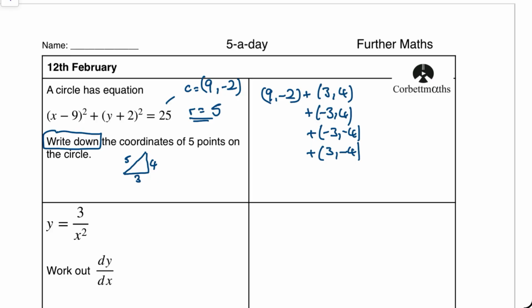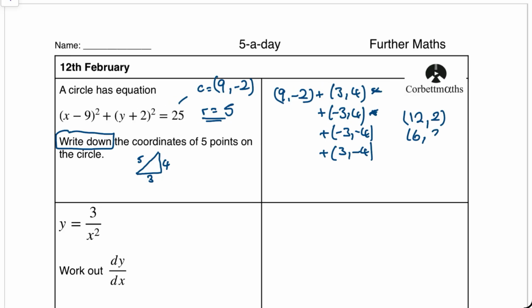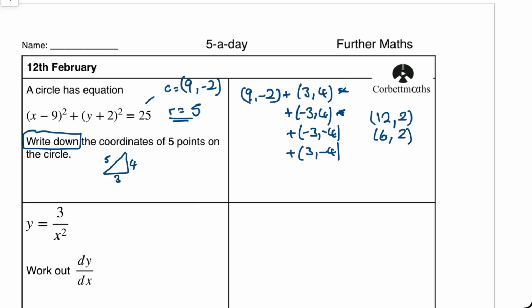Looking at this one here, 9 plus 3 is 12, and minus 2 plus 4 is 2. That's my first one. Then 9 minus 3 is 6, and minus 2 plus 4 is 2 again. So basically it's a combination of these numbers. 9 minus 3 is 6 again, and minus 2 minus 4 is minus 6. And 9 plus 3 is 12, and minus 2 minus 4 is minus 6.